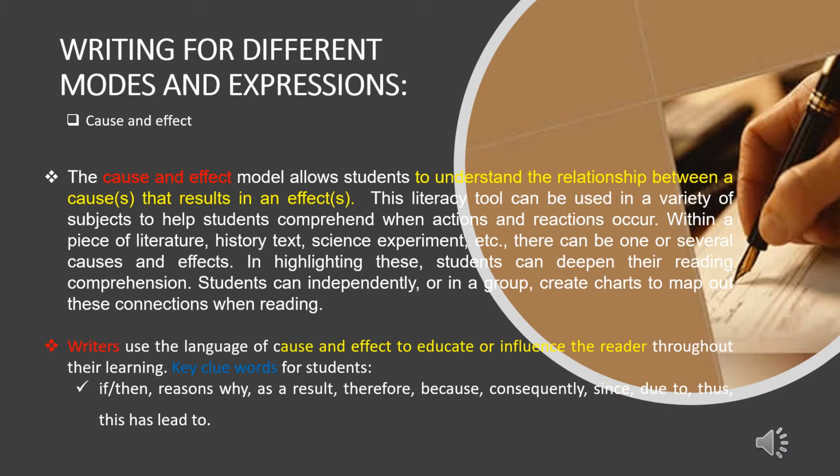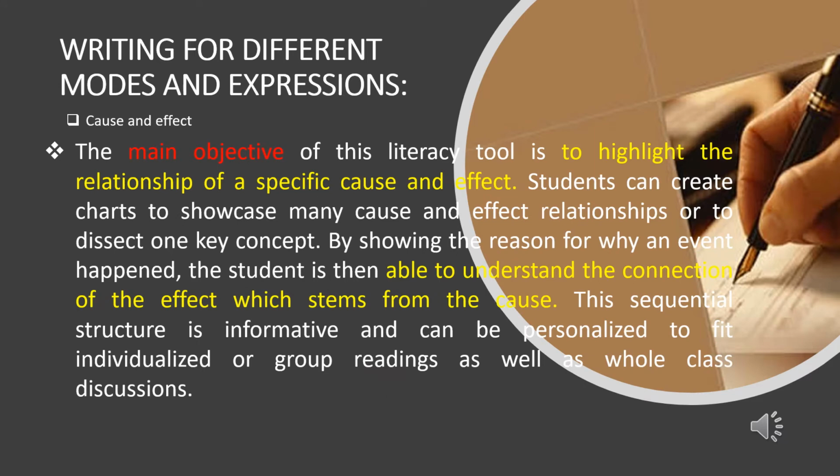Key clue words for students: if, then, reason, why, as a result, therefore, because, consequently, since, due to, thus, this has led to. The main objective of this literacy tool is to highlight the relationship of a specific cause and effects. Students can create charts to showcase many cause and effects relationships or to discern one key concept.